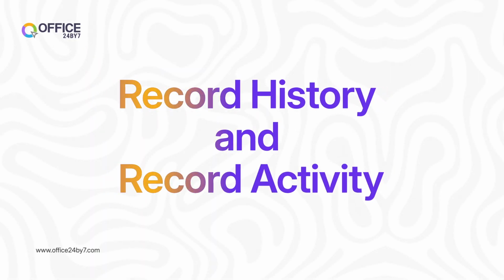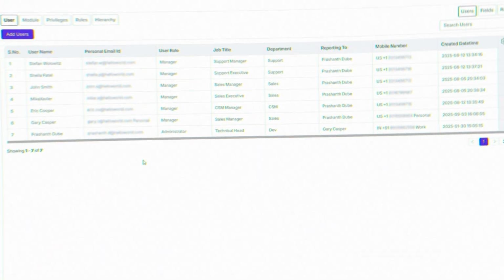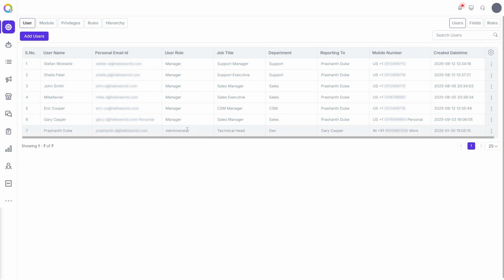In today's video, we're going to talk about two very useful features that help you stay fully aware of everything happening inside your CRM: record history and record activity. These features give you a clear picture of every change, update, and interaction related to a record. Let's first see where you can find these features.